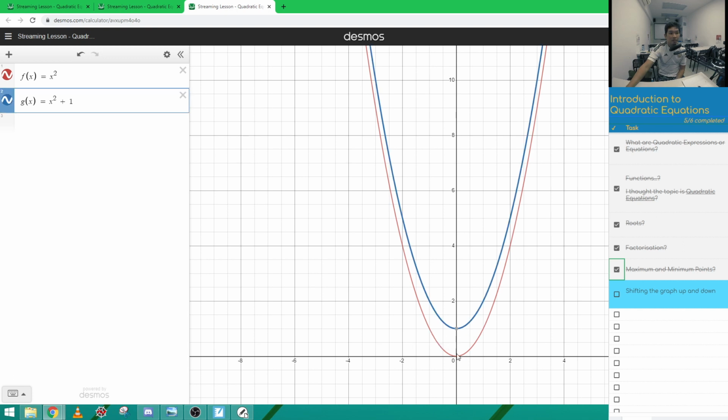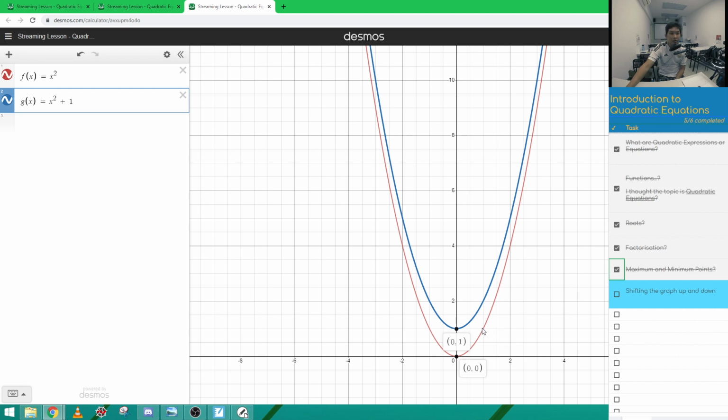So I'm going to compare, say, this point and this point. You see, this point on the red graph is (0, 0). When x equals 0, y equals 0. This is when x equals 0, y equals 1. So the blue graph is exactly 1 above the red graph.